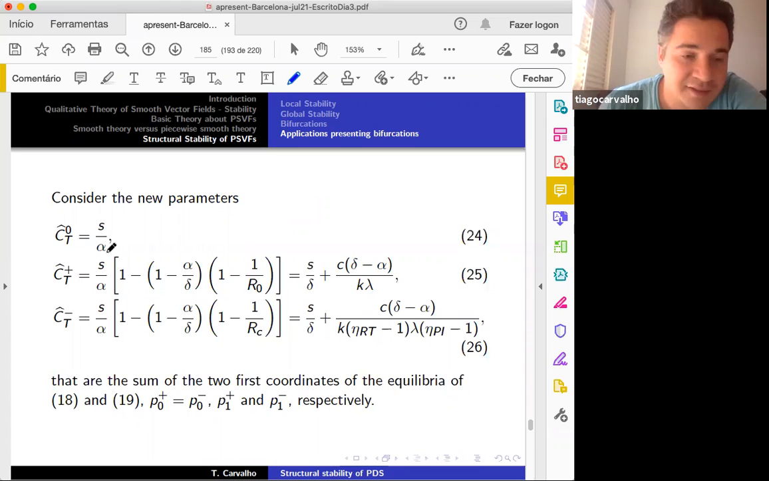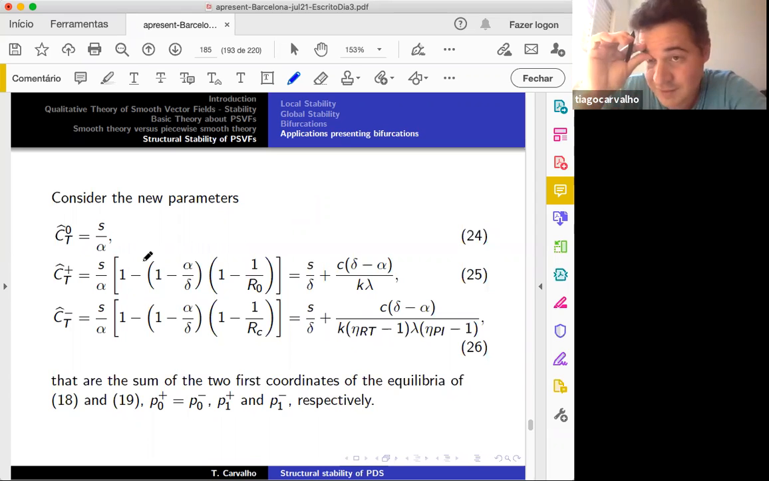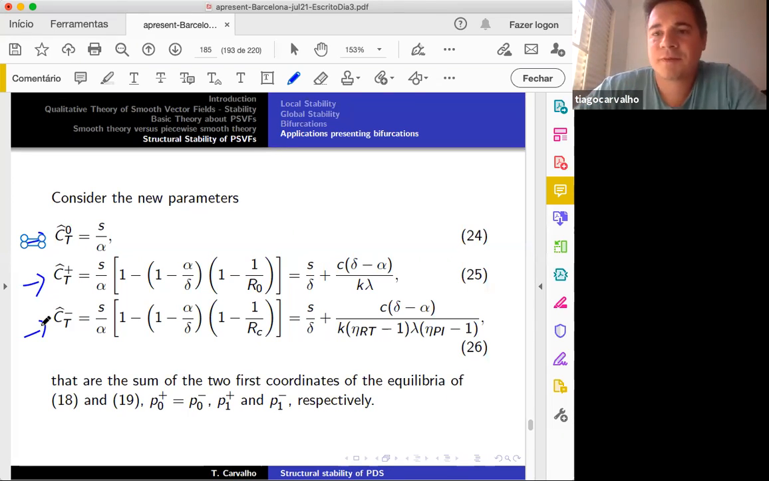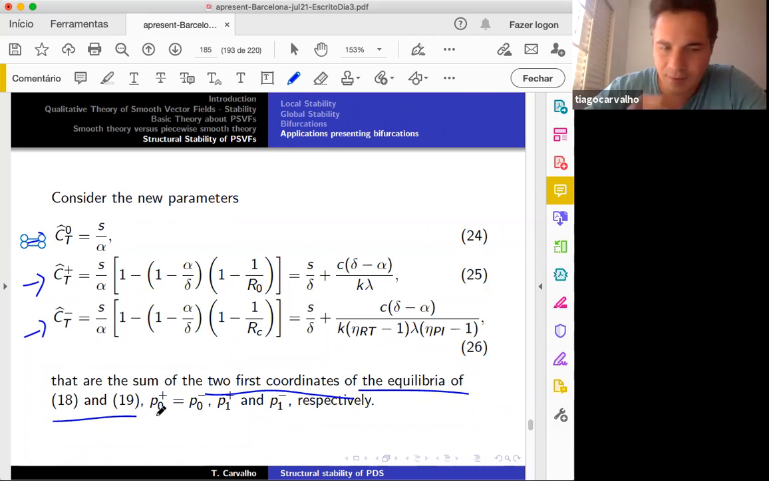The sum of the two first coordinates, the coordinate t and the coordinate t star of this equilibrium, are given here. Okay, I will not give the details here, but this is the sum of the two first coordinates of the equilibria of the smooth systems.